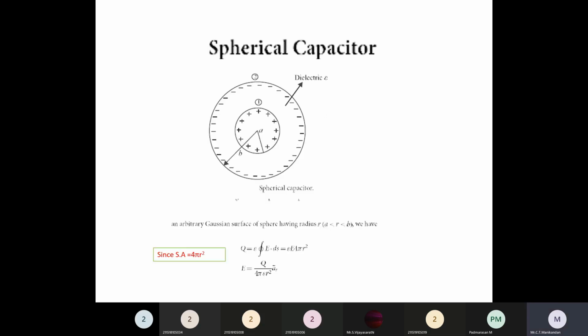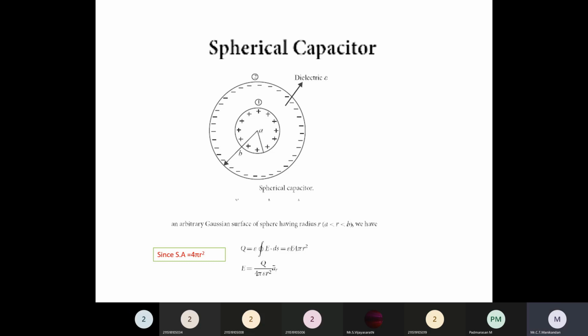The next one is the spherical capacitor. What is the capacitance of the spherical capacitor? Here we have two concentric spheres. One sphere has positive charges and the other has negative charges. It is an example of the spherical coordinate system.